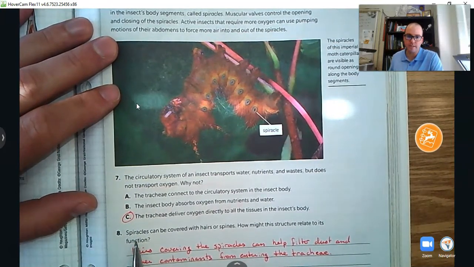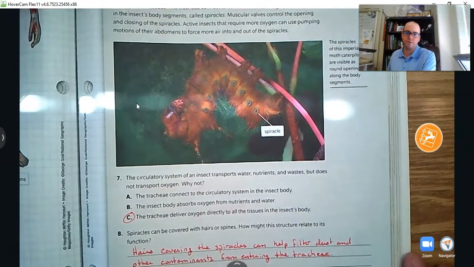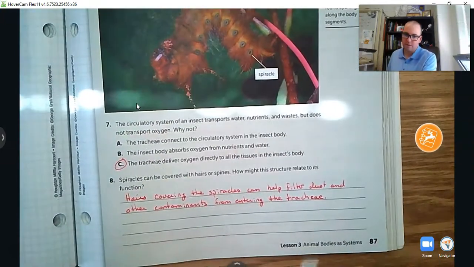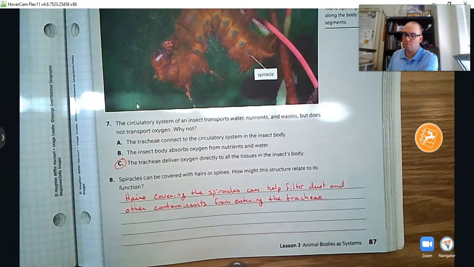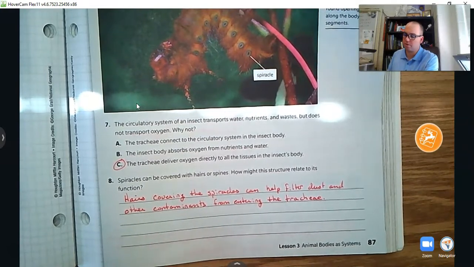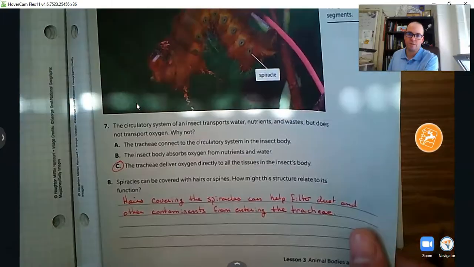So spiracles can be covered with hairs or spines. And so how do you think this structure relates to its function? Well, the hairs covering the spiracles can help filter the dust and other contaminants from entering the trachea. Insects, just like humans, want to keep all the contaminants out that they can. So the more you can keep those contaminants out, the better the functioning of those systems will be.